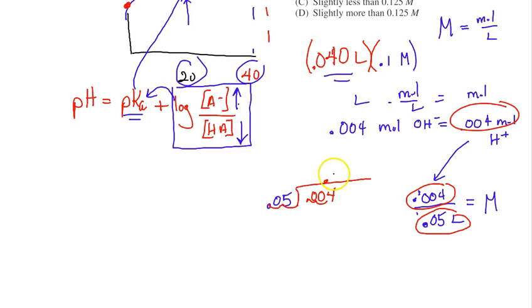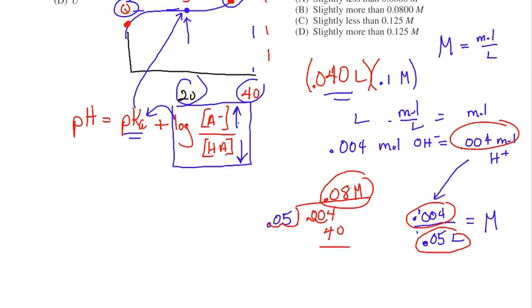And I go 0.08. 8 times 5 is 40 here. So you can see that you get 0.08 molar for the acid. That's at 40 milliliters, as I just talked about.